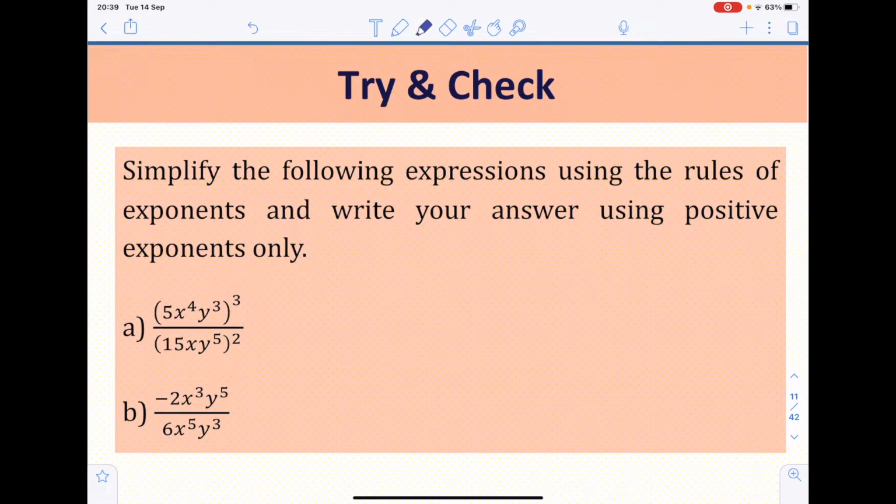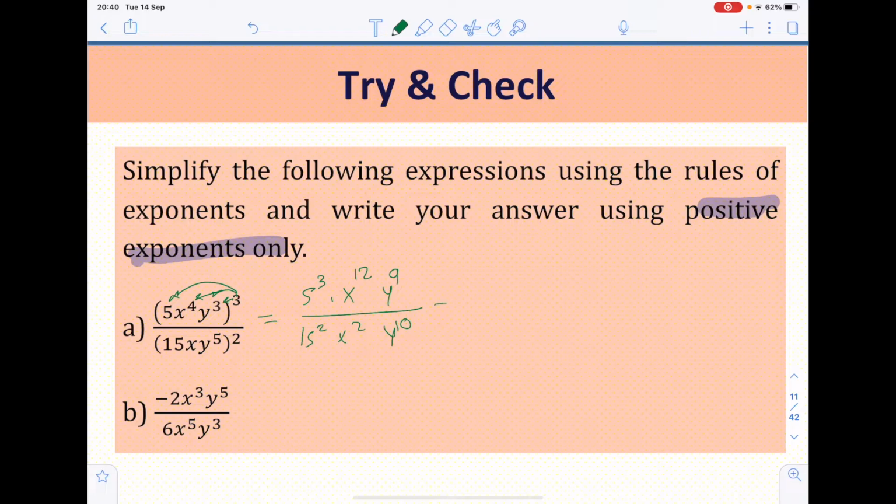Simplify the following expression using the rules of exponents, then write your answer with positive exponents only. So first I will distribute the powers. So this would be 5 to the power 3 times x to the power 12 times y to the power 9. When I distribute, I multiply with the powers directly. In the denominator, 15 to the power 2, x to the power 2, y to the power 10. Okay?